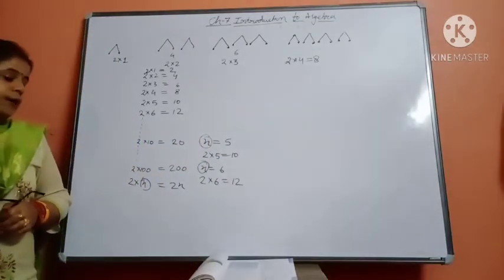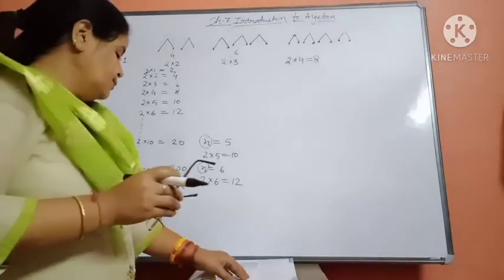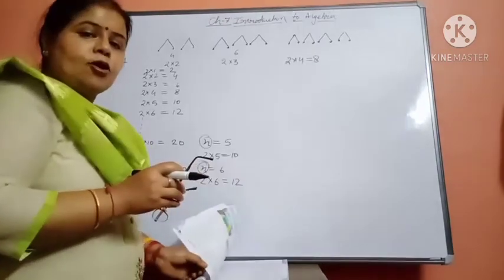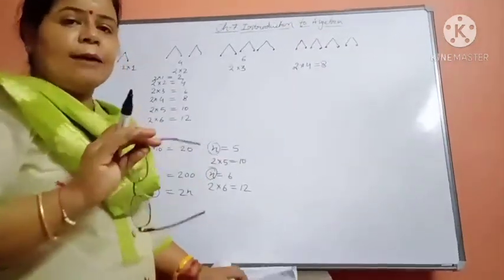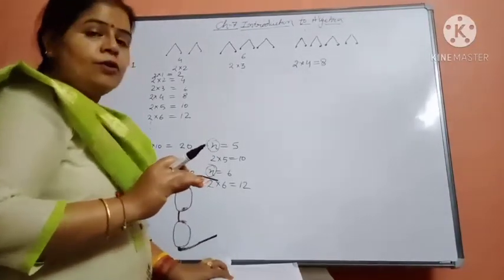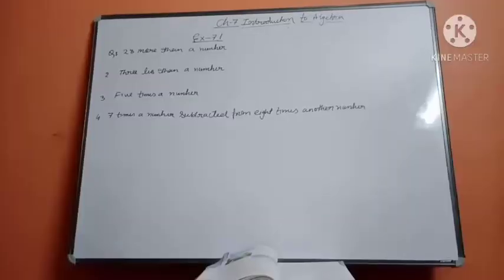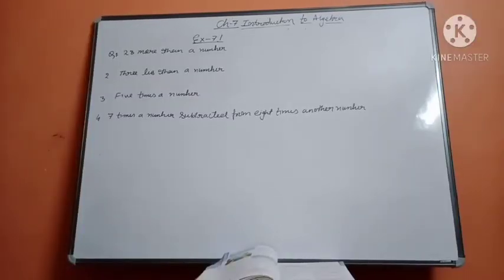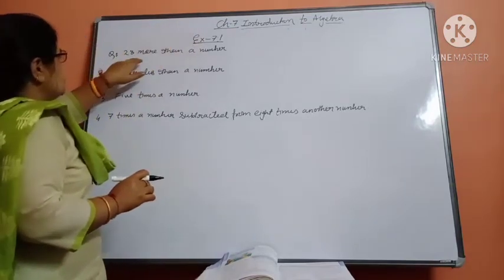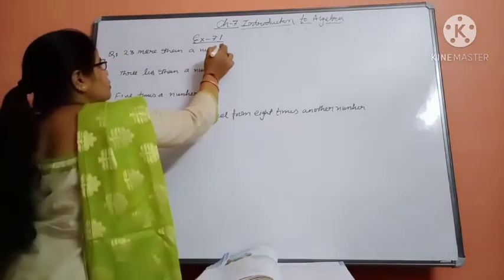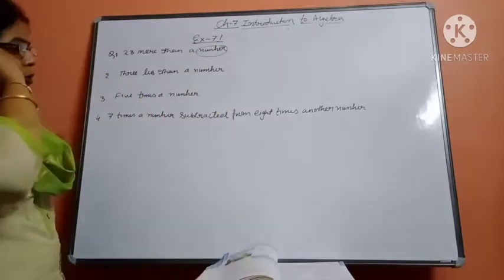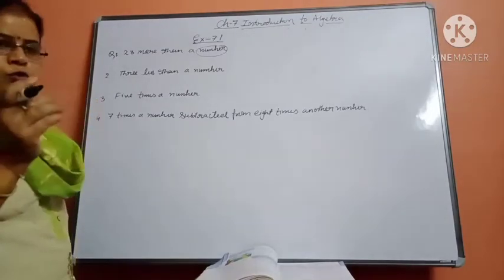Okay, now beta we are coming to the next thing, that is your chapter or your exercise. Basic things we have understood. Now we are coming to the concept of the chapter. See how we will do this chapter now. Now see that beta, exercise 7.1, question number 1: 23 more than a number. Beta we don't know the number. For this unknown number we will use a variable, because the value is unknown.